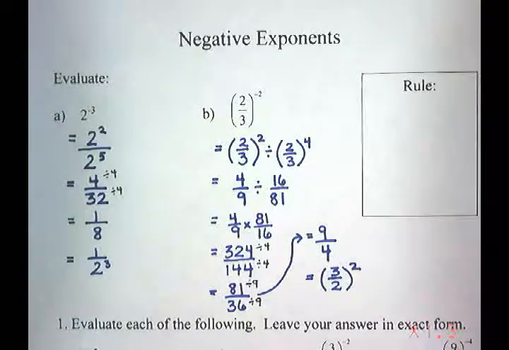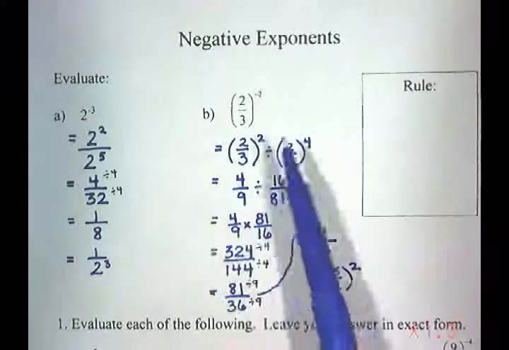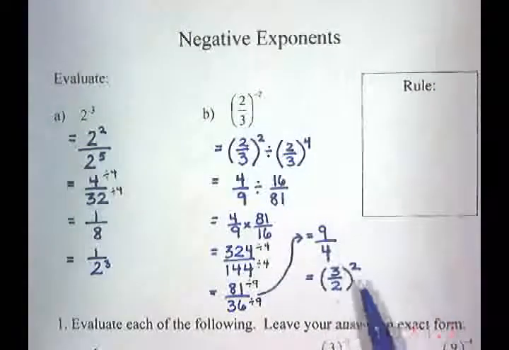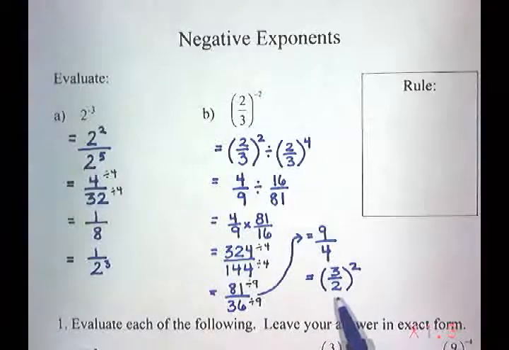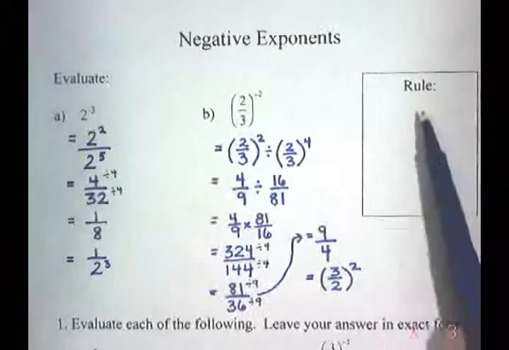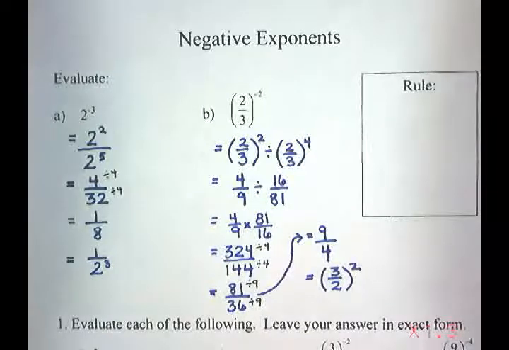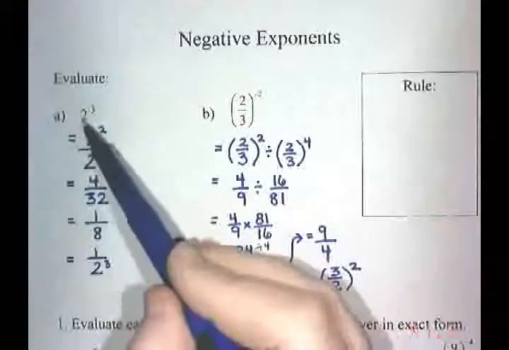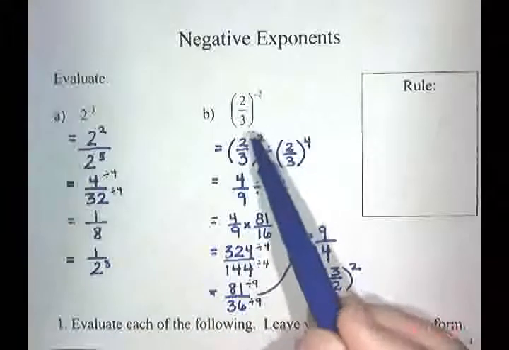So what happens here, a negative exponent makes a fraction, right? It'll take a non-fractional base and turn it into a fraction by flipping it over. And if it's already a fraction to begin with, what it does is it takes the base and it flips it. So in the rule box, I'm actually going to write down two different rules, one for what happens if it's a whole number and one for what happens if it's a fraction.